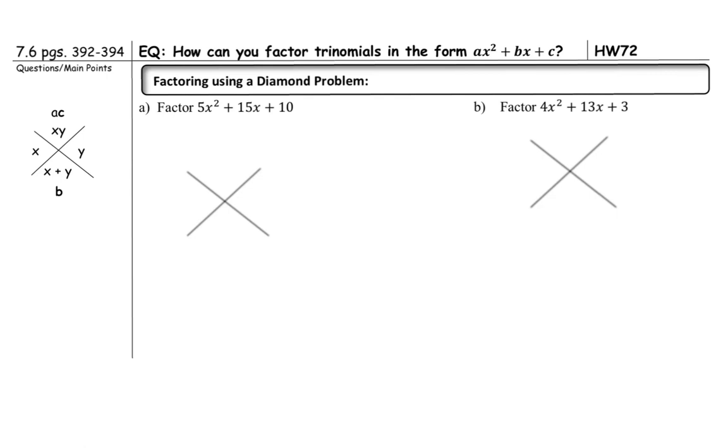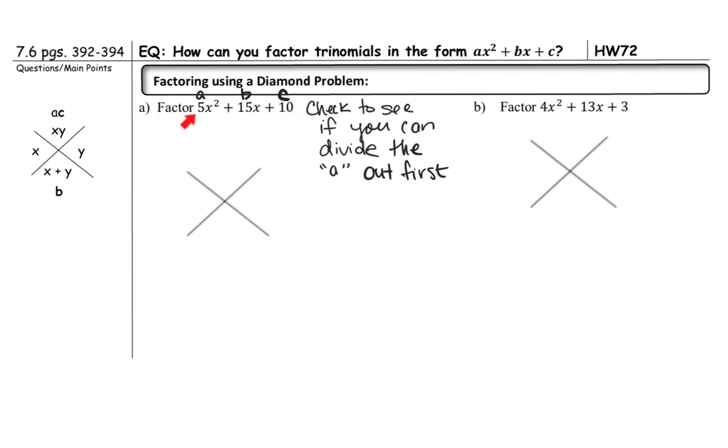Hey guys, now we're going to be factoring trinomials in this form when there is a coefficient in front of the x squared. So let's take a look at this first one, 5x squared plus 15x plus 10. Before I do anything, I usually try to see if I can divide this number out of the trinomial. And in this case, we can.